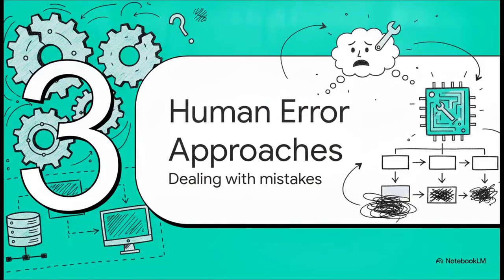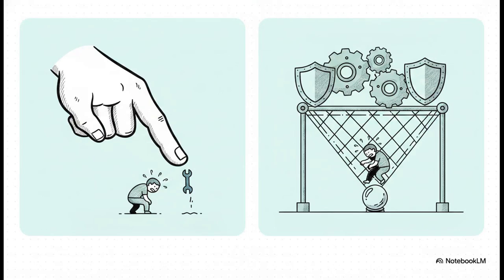Section 3. Approaches to human error. We've established that humans are critical for resilience. But let's face a difficult reality. Humans are fallible. People make mistakes. How we as engineers choose to view these mistakes changes absolutely everything about our system design. There are two main ways to look at this.